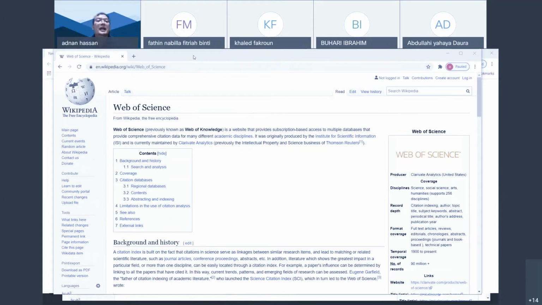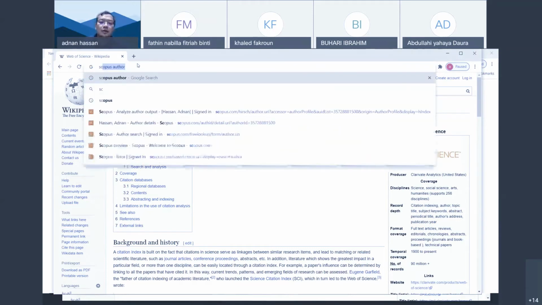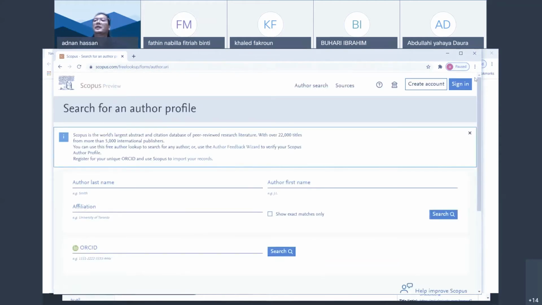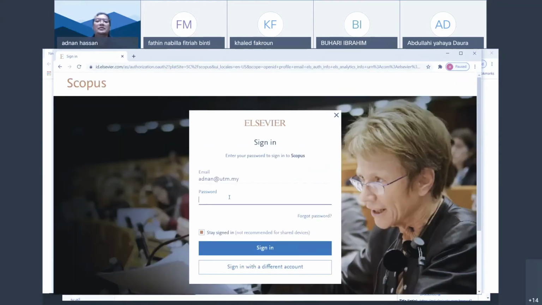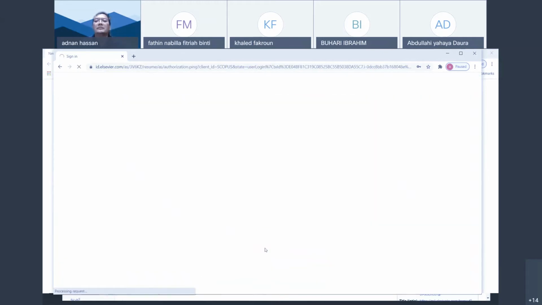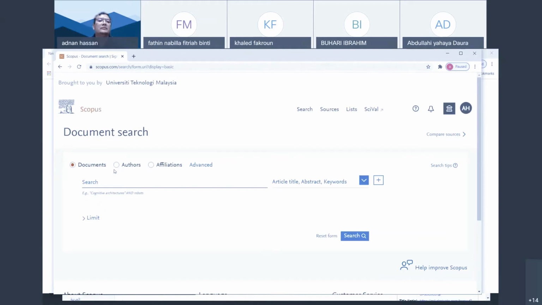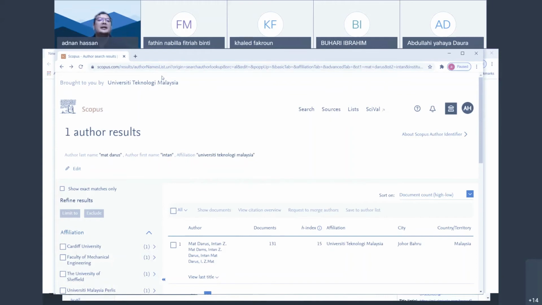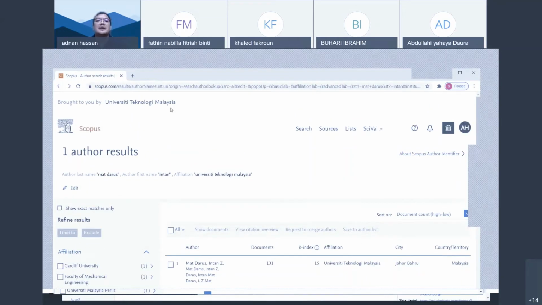As I mentioned in the previous class, another common one is Scopus. You can create your own account in Scopus. Do you want to search any name? Scopus and Web of Science.